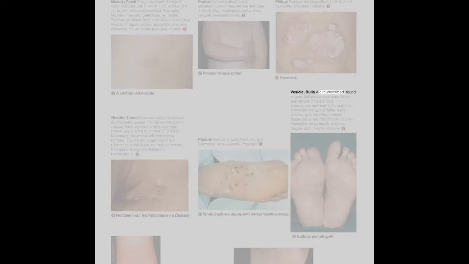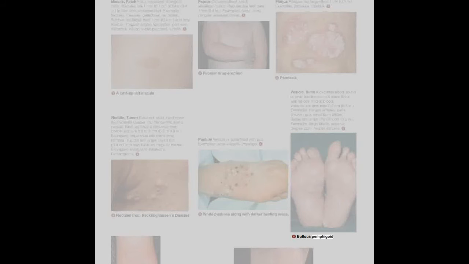Vesicle, bulla: a circumscribed, round or oval, thin translucent mass filled with serous fluid or blood. Vesicles are less than 0.5 centimeters (0.2 inches). Examples: herpes simplex, early chicken pox, small burn blister. Bullae are larger than 0.5 centimeters (0.2 inches). Examples: large blister, second-degree burn, herpes simplex.